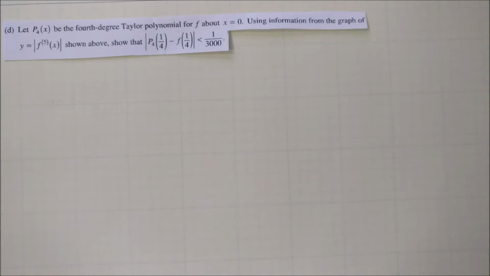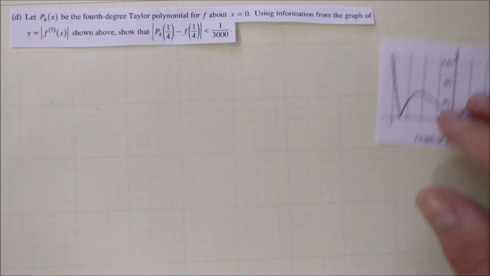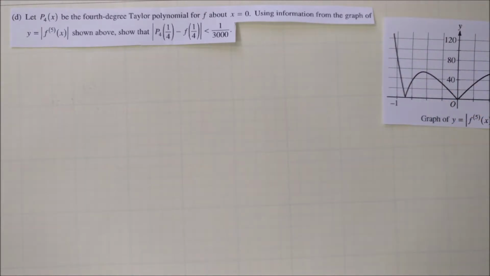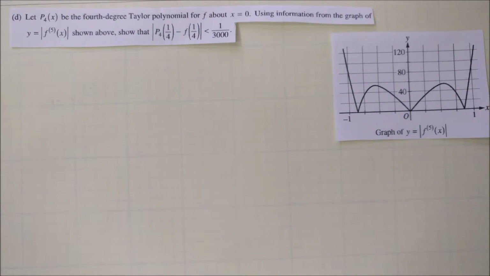And finally, let's look at part D. Let p to the fourth of x be the fourth degree Taylor polynomial for f about x equals 0. And using information from the graph of y equals f to the 5 of x, absolute value shown above, show that p to the fourth of 1/4 minus f of 1/4 is less than 1/3000. So basically, they're asking us to prove that the error of our Taylor polynomial at 1/4 is less than 1/3000th.